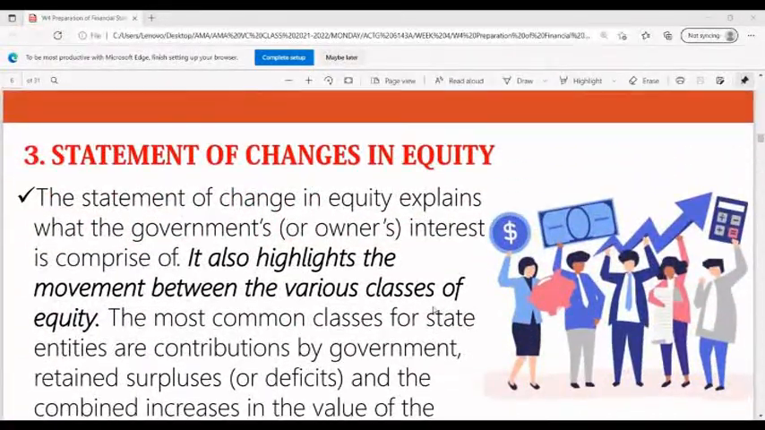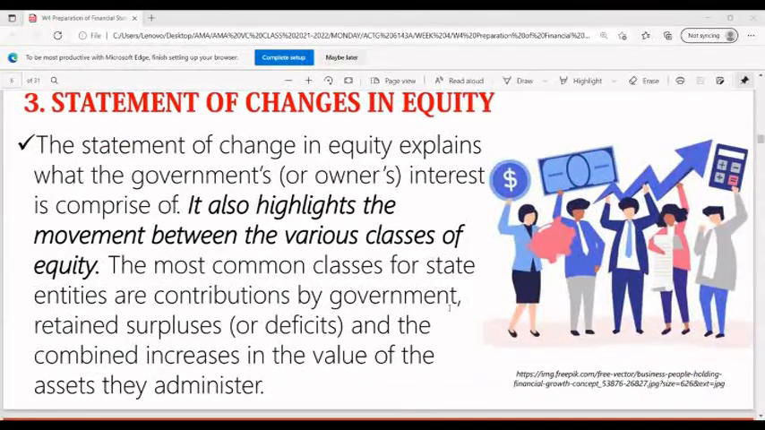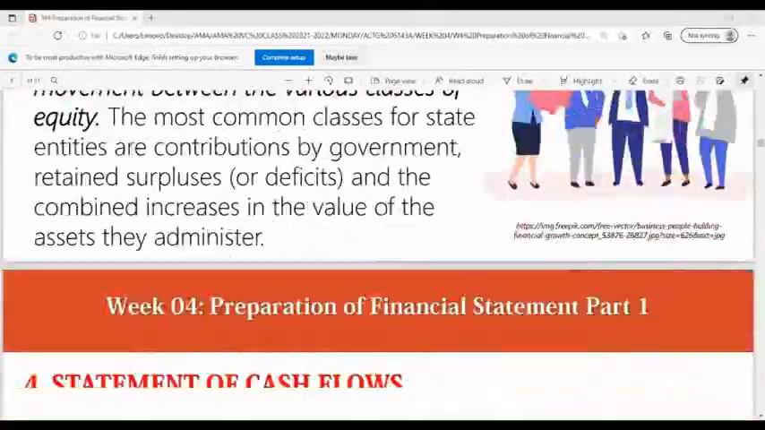Also, the statement of changes in equity explains what the government's or owner's interest is comprised of. It also highlights the movement between the various classes of equity. The most common classes for state entities are contributions by government, retained surpluses or deficits, and the combined increases in the value of the assets they administer.